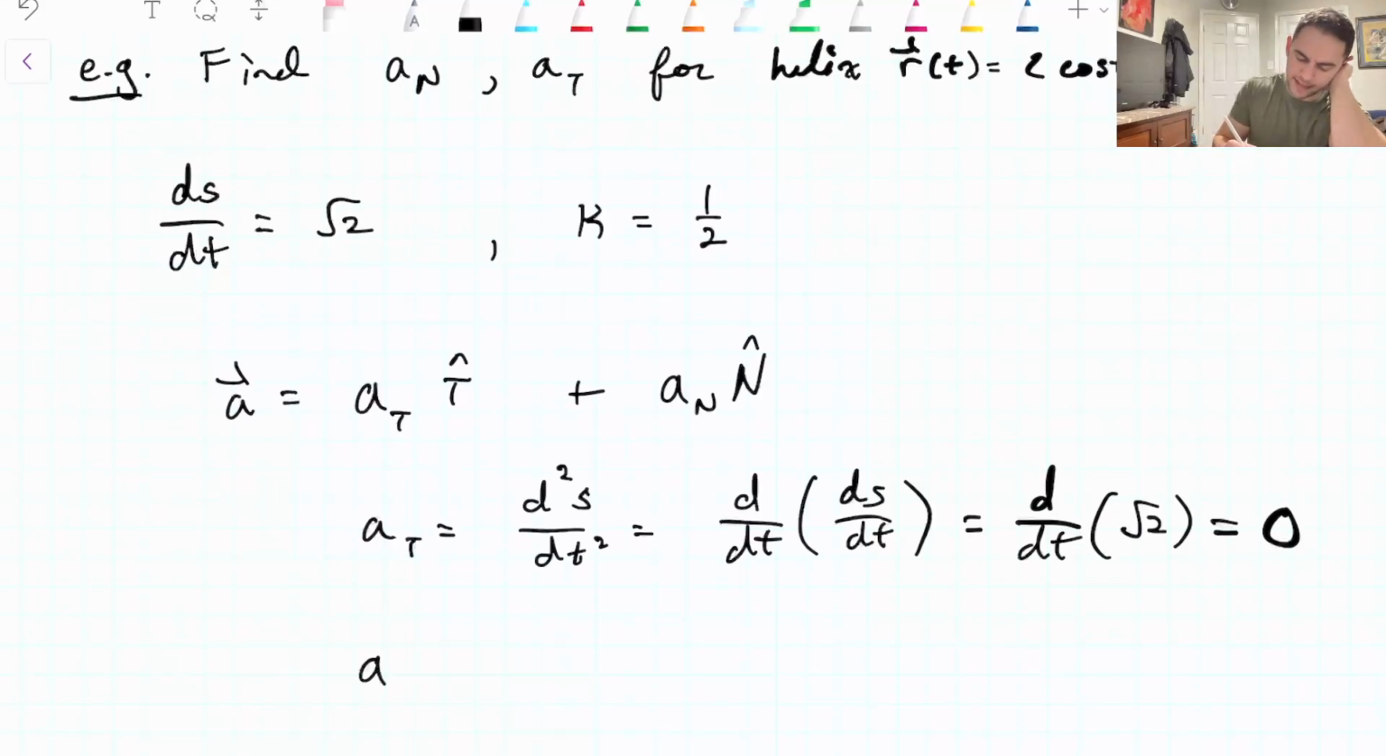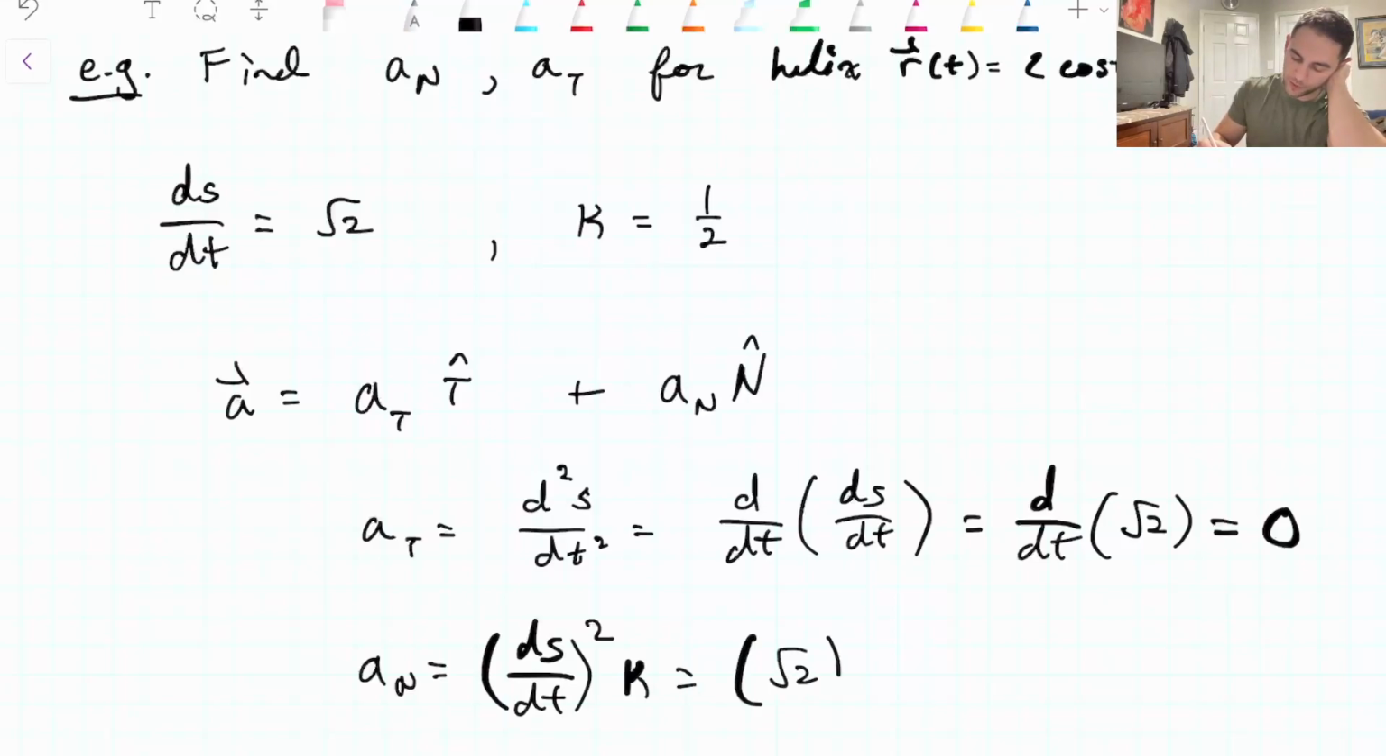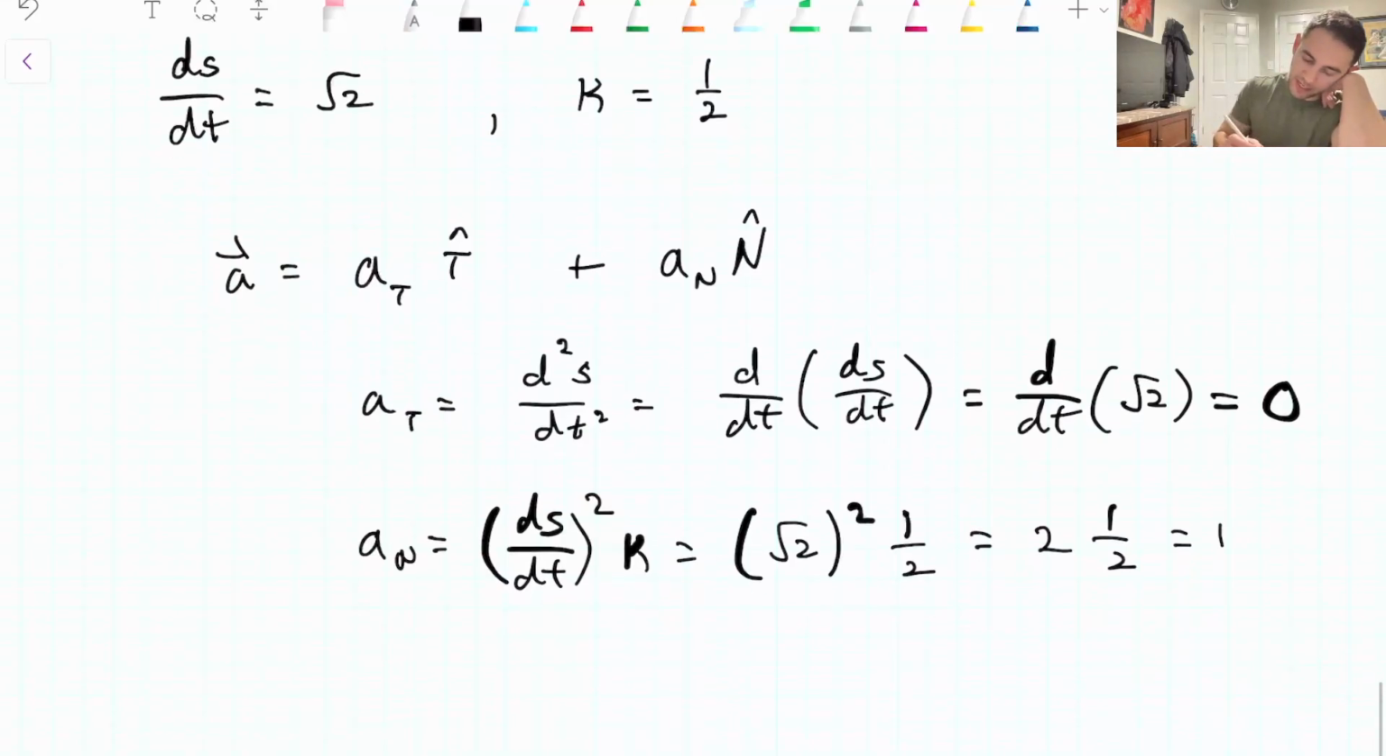And let's see what happens to a sub n. A sub n, so ds dt squared kappa, is going to be, the speed was square root of 2 squared. The curvature was 1/2. 2 times 1/2 is 1. So in this particular case, a was equal to 0 t hat plus 1 n hat.